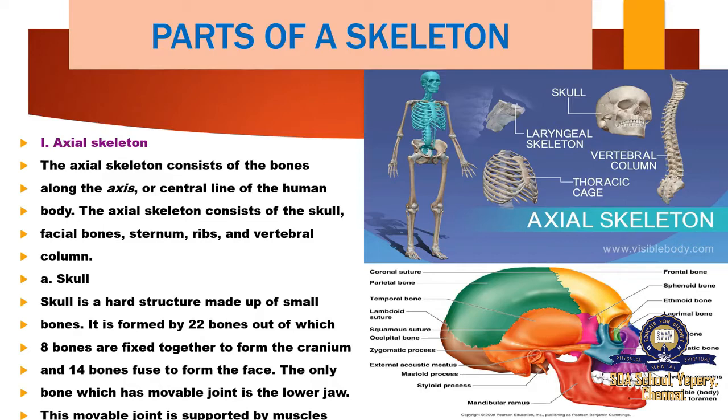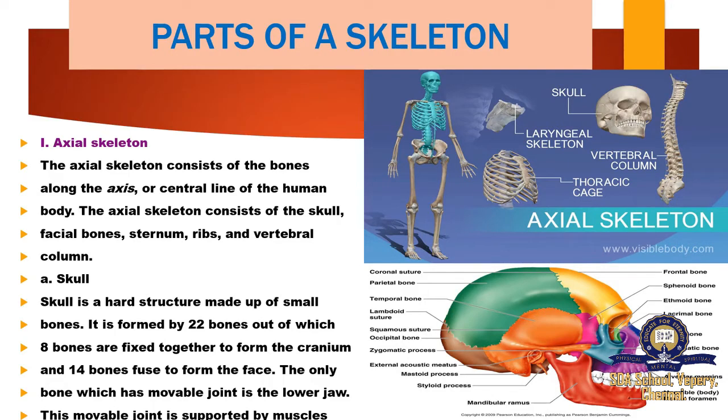The axial skeleton consists of the skull, facial bones, sternum, ribs, and vertebral column. These are the main bones, because internal organs are protected through this, and our brain is also protected in this axial skeleton. Next, the skull. So in that itself we have the skull.